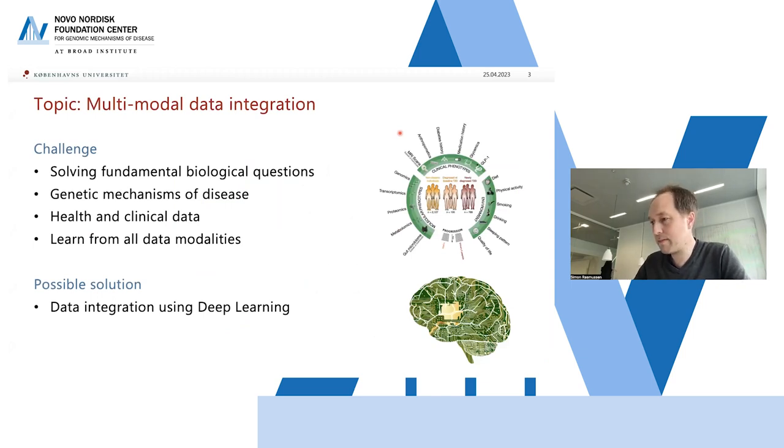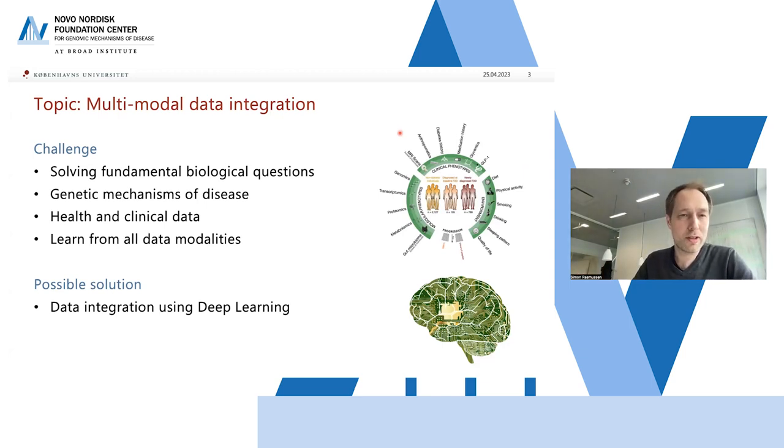So the topic that I wanted to address is this multimodal data integration. I think yesterday we heard also some examples of how people are integrating data on the very chromatin level. But I think we really need to start, and people are also doing multimodal data integration, because we need to solve some of these quite big challenges and fundamental questions within biology. One of these is also what the center at the Broad is working on, these genetic mechanisms of disease. So how does the variant actually affect an individual in terms of a certain disease or trait?